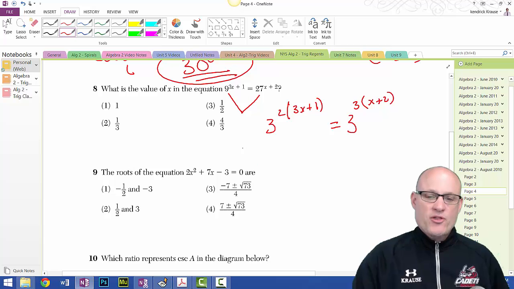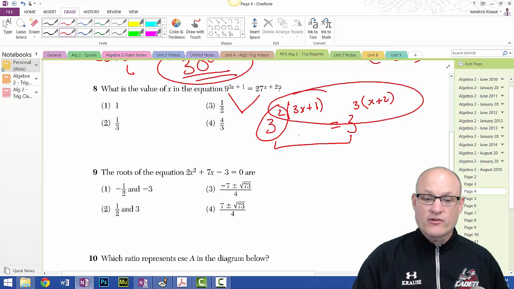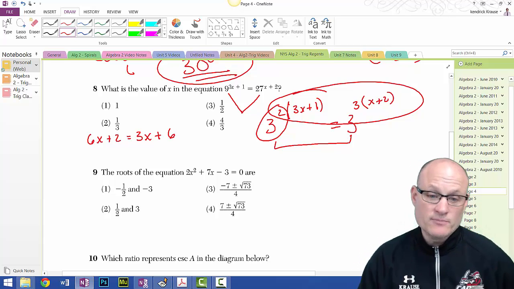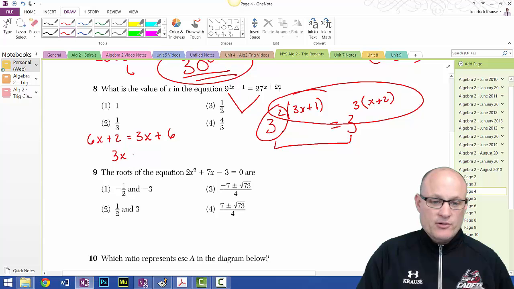Nice. So, 3 squared is 9. 3 cubed is 27. Now that the bases are the same, we're going to take the exponents and set them equal to each other. You know how people get, we've got to distribute. So we're going to get 6x plus 2 equals 3x plus 6. One of the things I'm going to try to share with you is a way to solve these problems a couple of different ways. So I'm going to bring the 3x over to this side, I get 3x. I'm going to bring the 2 over to this side, I get 4, and I get x equals 4/3.